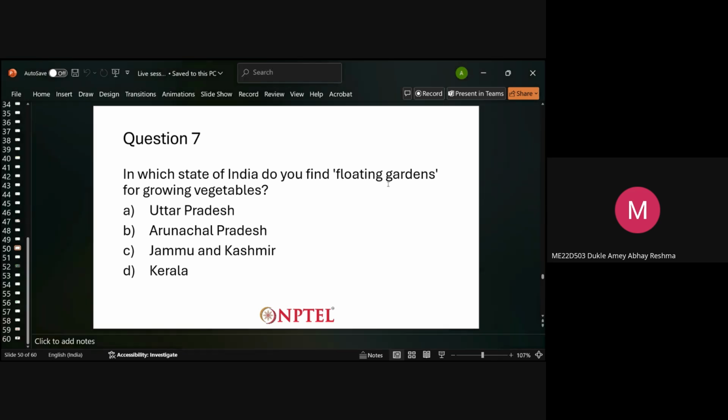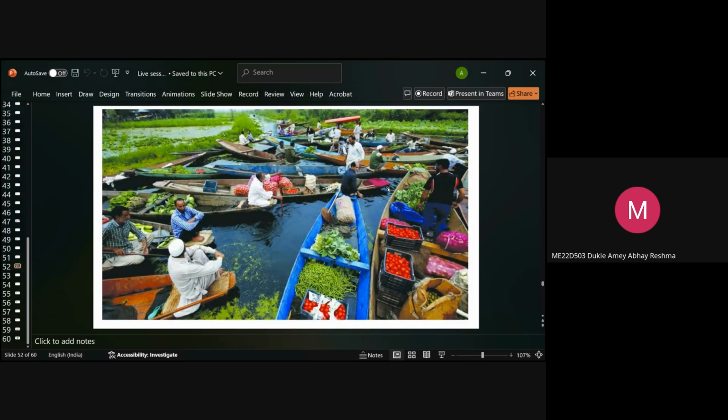So again, question number 7. The answer is Jammu and Kashmir. We already went through it. These are the floating gardens of Jammu and Kashmir.